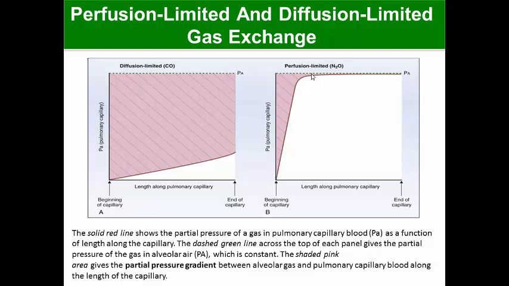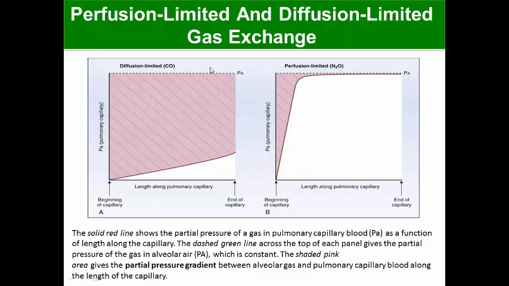So now the partial pressure of that gas in the blood in the pulmonary capillaries is equivalent to the partial pressure of the gas in the alveolar air. So there is no more pressure gradient to push this gas across the alveolo-capillary membrane. So the only way now to increase the amount of the gas which diffuses across, or which is transported across the respiratory membrane, is to increase the perfusion.